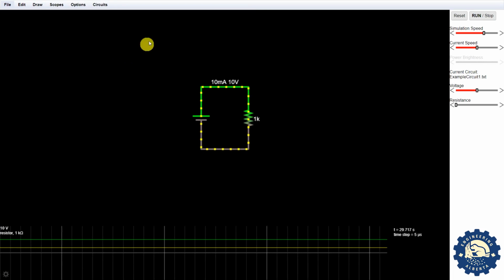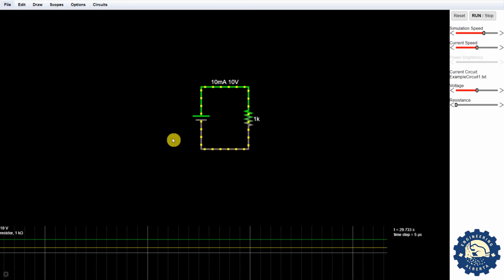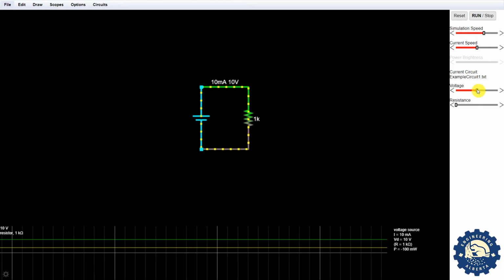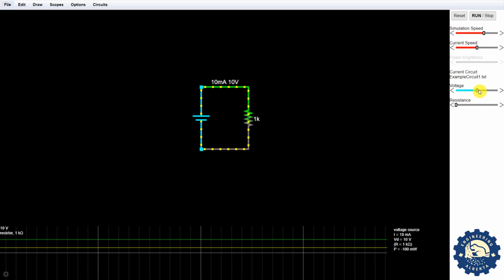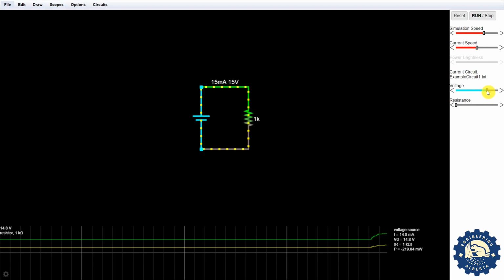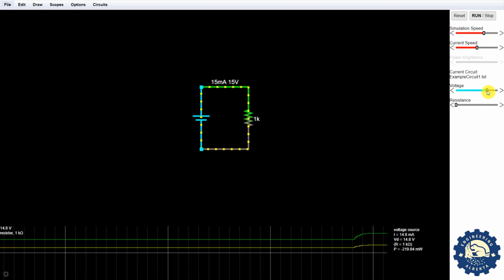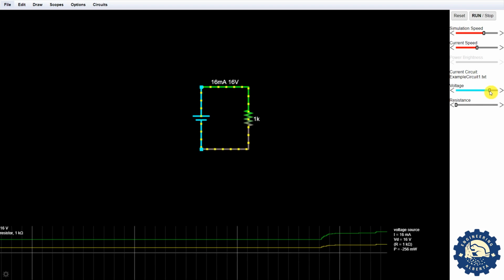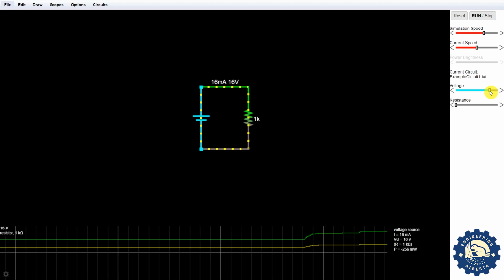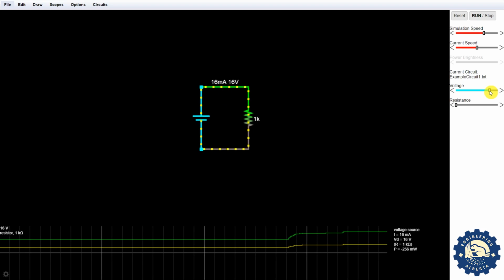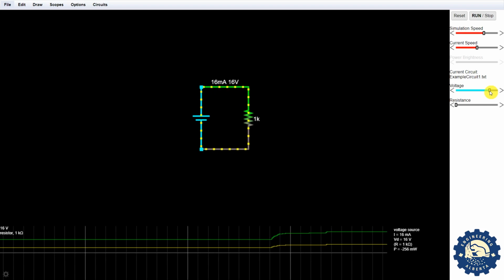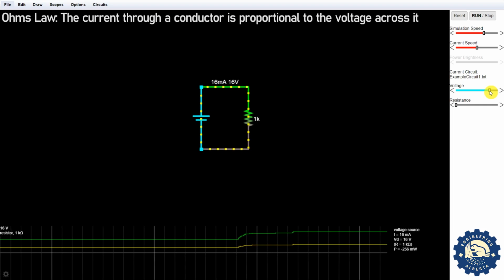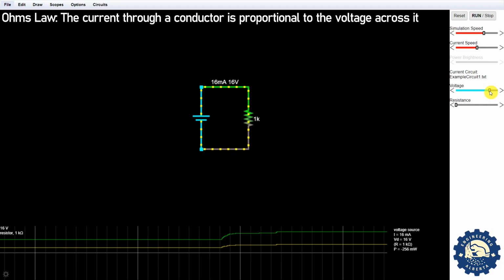Take a look at our example circuit right here. By playing with the voltage slider on the right, we can see that the current rises and falls with the voltage, which is described by Ohm's law. Ohm's law states the current through a conductor is proportional to the voltage across it. I'll repeat that. Ohm's law states that the current through a conductor is proportional to the voltage across it.